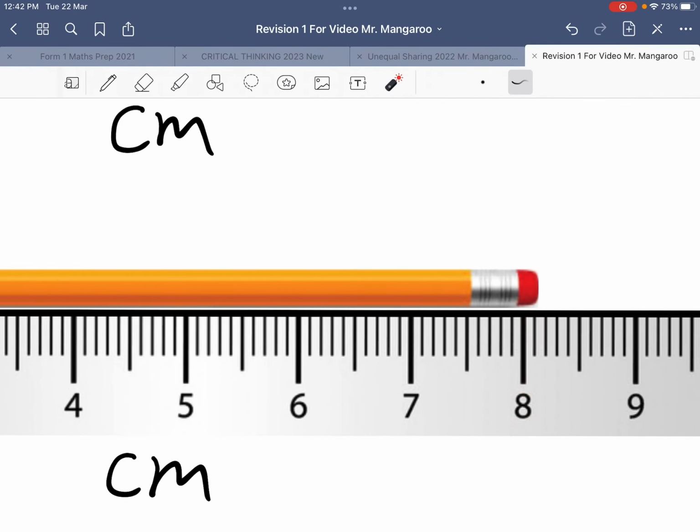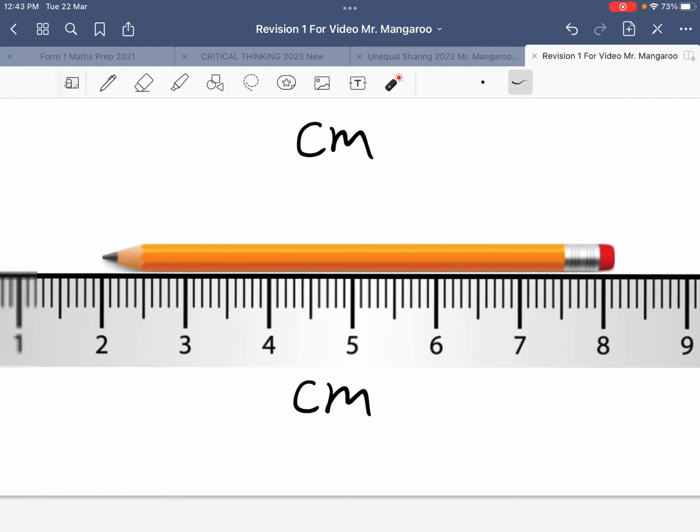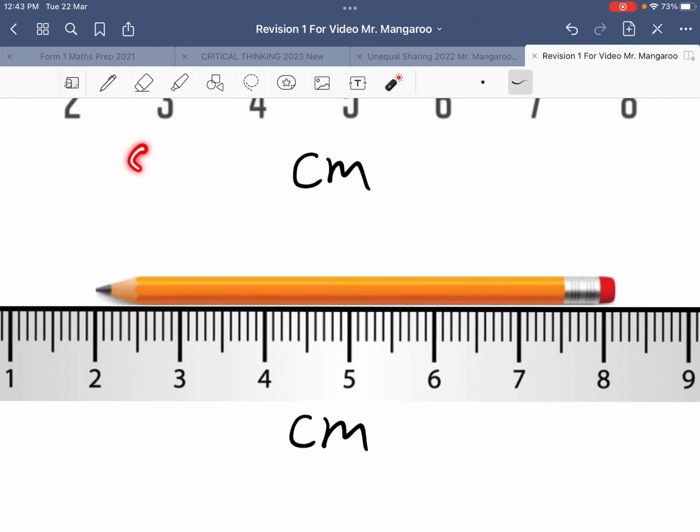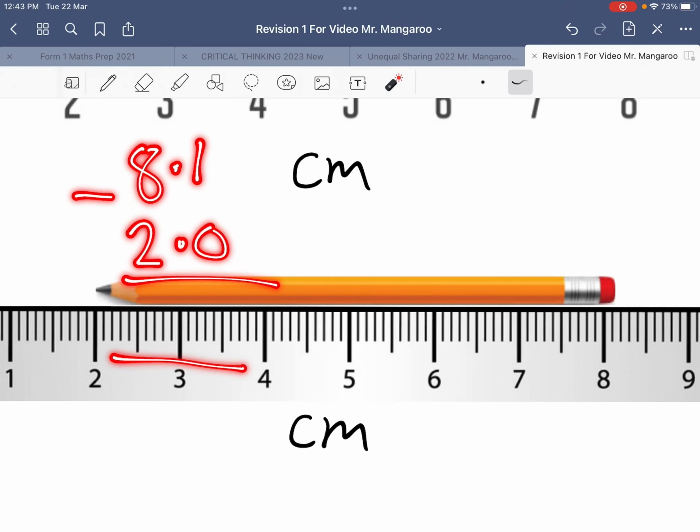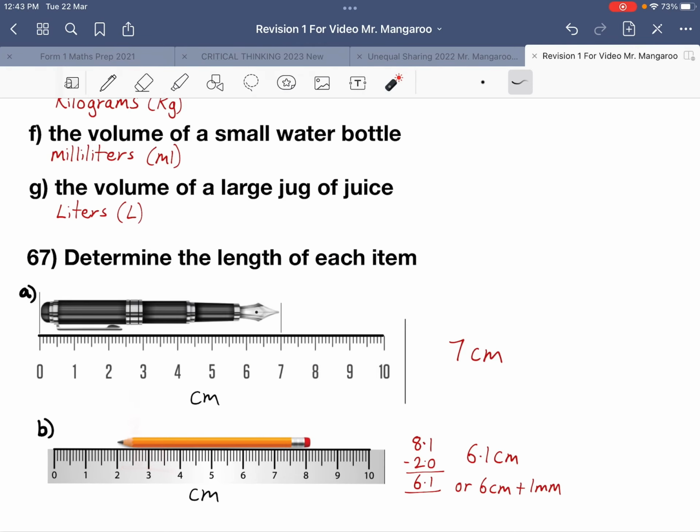8.1. Each increment represents 0.1 because it's 1 out of 10. So this is 0.1 or 1 out of 10, 0.2, 0.3, 0.4, 0.5, 0.6, 7, 8, 9. Right? So this is 8.1. And this here is 2. So 8.1 take away 2 will give us 6.1. 6.1 centimeters, or 6 centimeters and 1 millimeter.